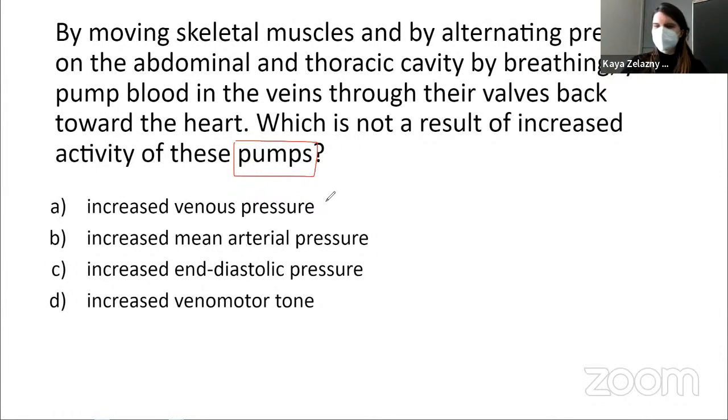Okay. Our skeletal and respiratory pumps, are they increasing the venous pressure? Yeah. Yep, they are. Right. So we have blood moving back towards the heart. We're pushing blood up into those veins, increasing the pressure. What about the mean arterial pressure? Are we increasing that, our overall blood pressure? We actually are, right? Because of this effect on the venous pressure.